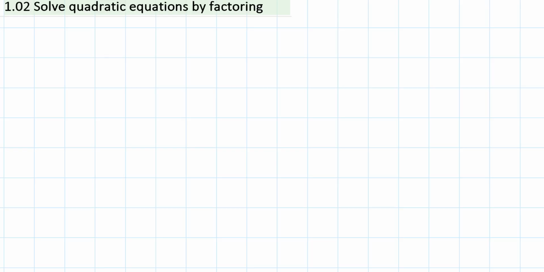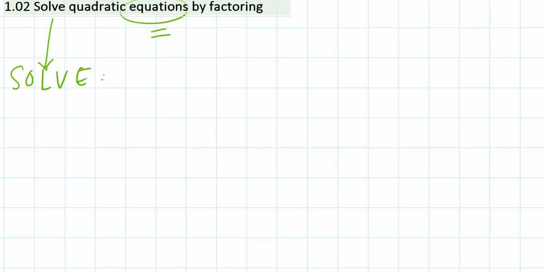Today our goal is to solve quadratic equations by factoring. Yesterday we learned how to factor, and we were looking at quadratic expressions. The difference, of course, today being an equation is going to have an equal sign, and our goal today is not just to factor, but we're using factoring as a strategy to solve. Well, what does it mean to solve?